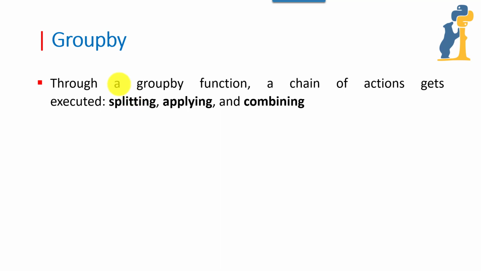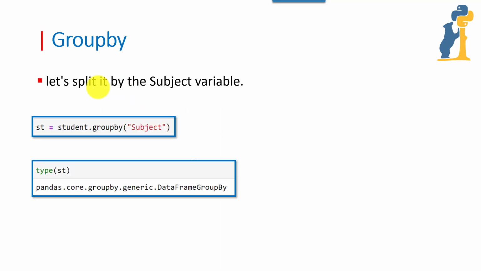Let's split the student data frame by the subject variable. You need to call the method group by and pass the key as subject. The object created is not a data frame, but rather an object type unique to the group by function. This is the type of the grouping object.